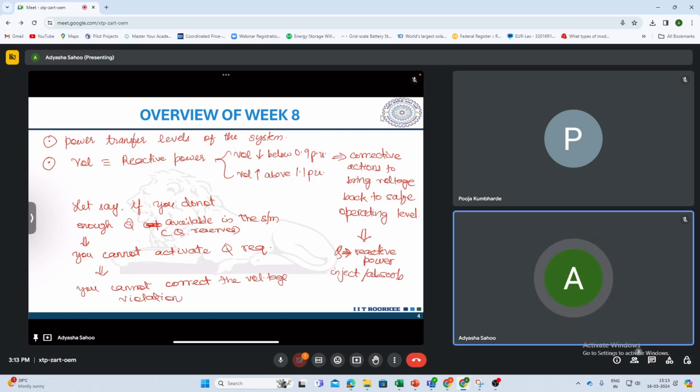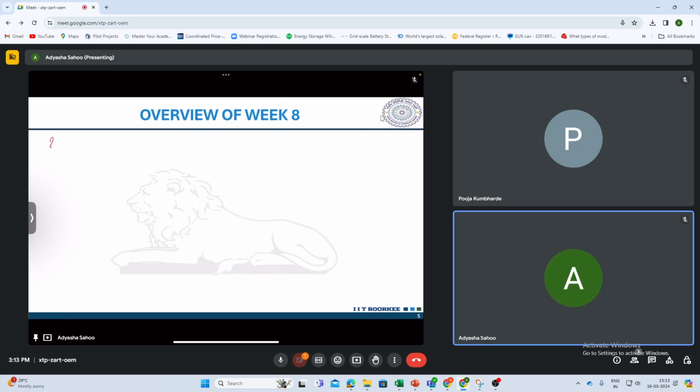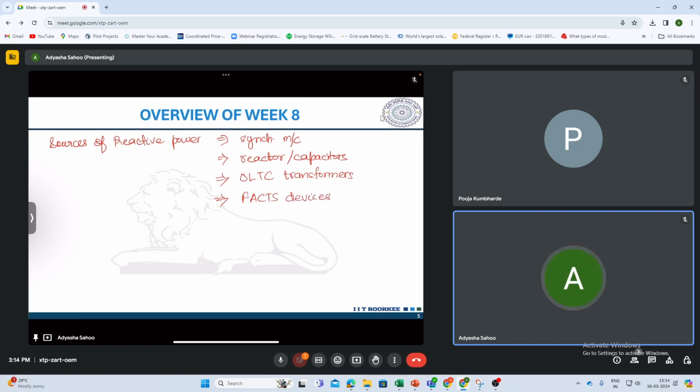So generally the sources of Q, let's say the sources of reactive power. Earlier it was the synchronous machines. Then we may have shunt reactors or capacitors connected at the substation level. Then there may be your OLTC transformers. Then there may be your FACTS devices also. So these were some of the sources of reactive power. Utilizing these sources of Q, we used to manage the voltage of the system.